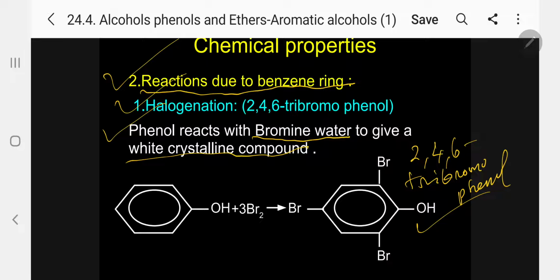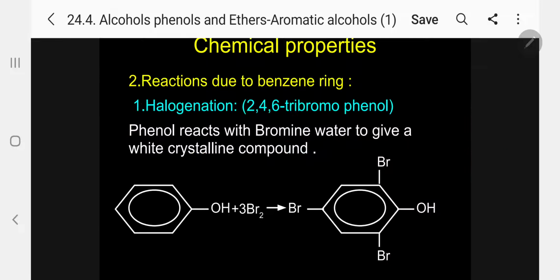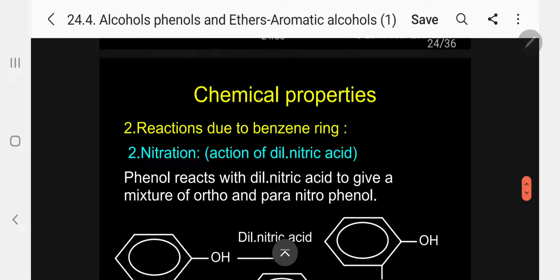Among the ortho-para orienting groups, the most powerful is NH2. Next comes OH. Kindly follow. So here the product is 2,4,6-tribromophenol, a white crystalline compound. Okay. Next.